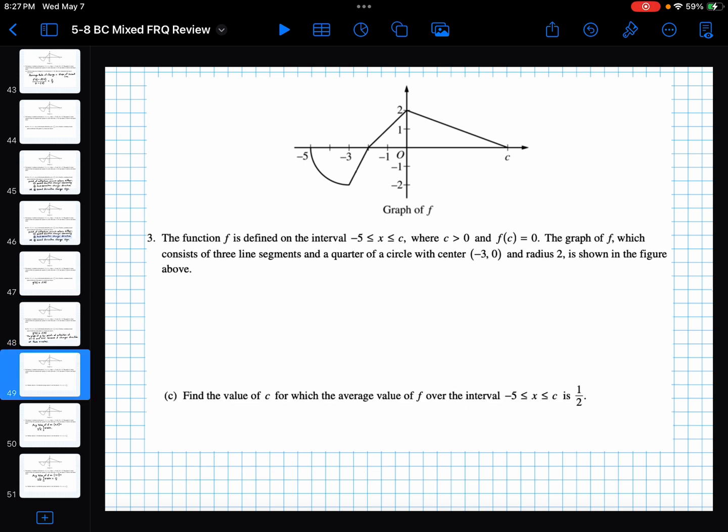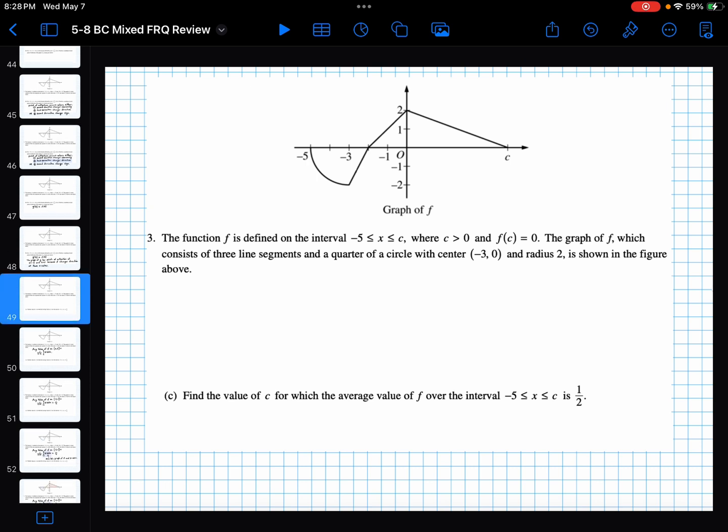On to part C. Find the value of c now. We have to solve for the value for which the average value, not average rate of change, average value of f over the interval from -5 to c is 1/2.